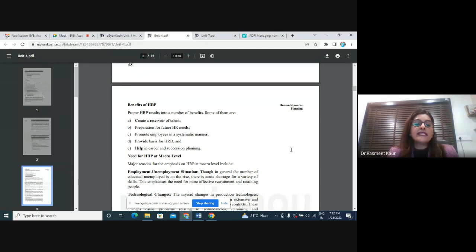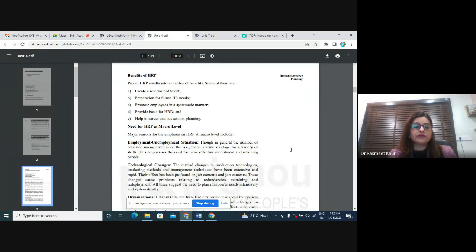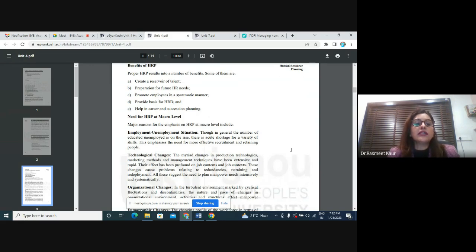So it basically provides a basis for human resource development as well. As I've just shared with you, how does it help in career and succession planning? If you go through these points which are written regarding the benefits of human resource planning, it will be more clear to you. Now, there are certain reasons for doing HRP, which is also human resource planning.